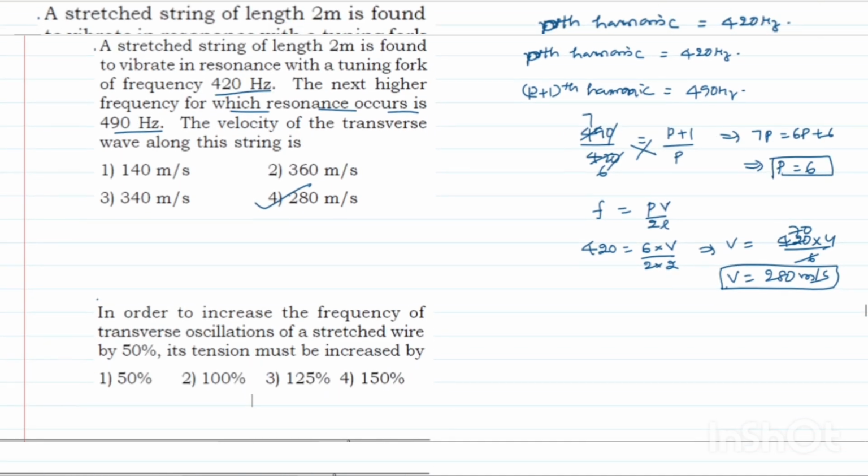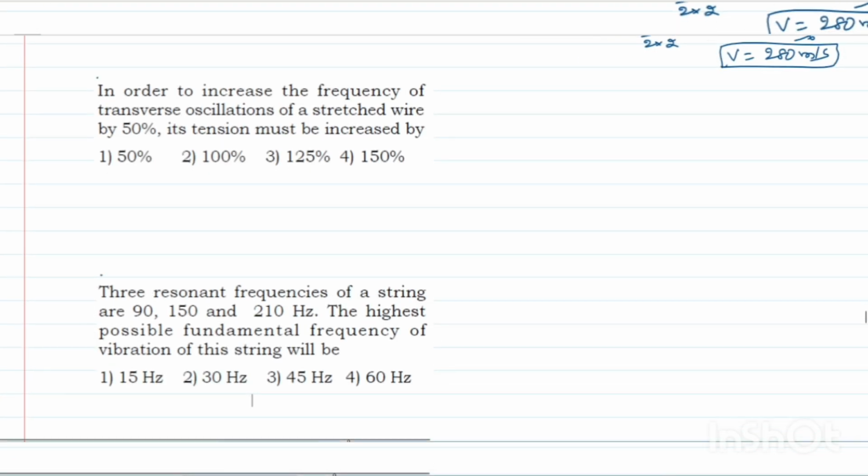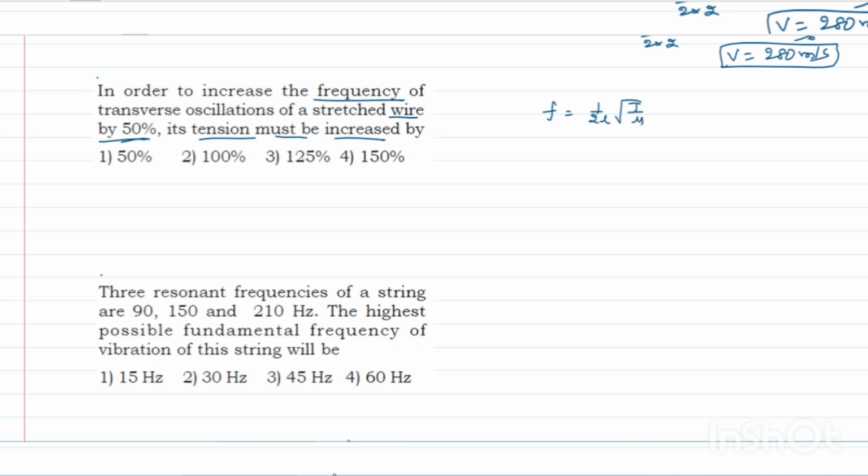And the next question says here, in order to increase the frequency of the transverse oscillations of a stretched wire by 50%, the tension must be increased by. The frequency formula is 1 by 2L into root over T by mu, students. Here frequency is directly proportional to root T. So tension is directly proportional to f square, by squaring on both sides.